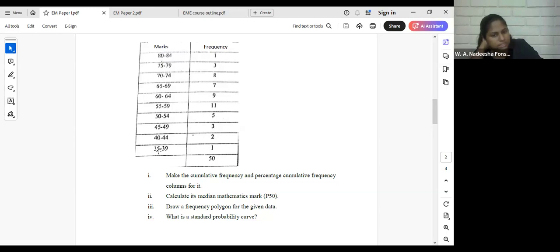Then what is a standard probability curve, which we did today? You can explain it like it is the probability distribution curve. It includes mean, median, and mode values, and like that, you can explain it.